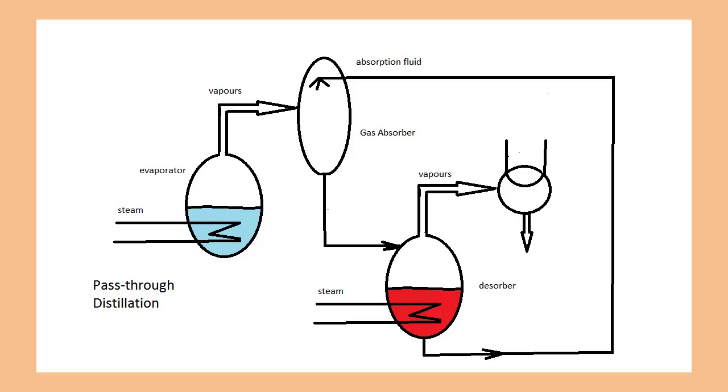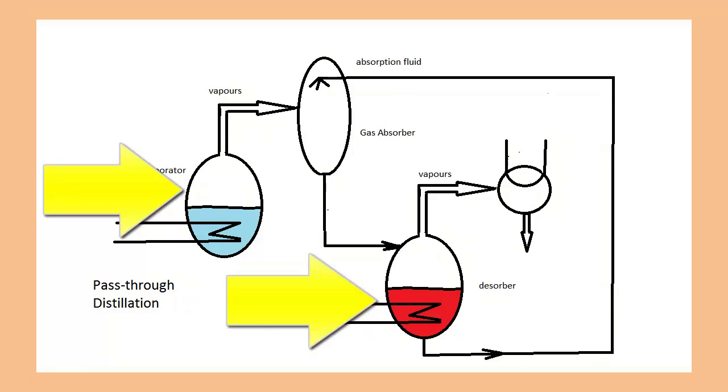But how can economy be served when product is boiled once in the main evaporator and a second time in the desorber? In part 3, we will examine the energy flows in a pass-through distillation system that uses half the energy of a conventional still.